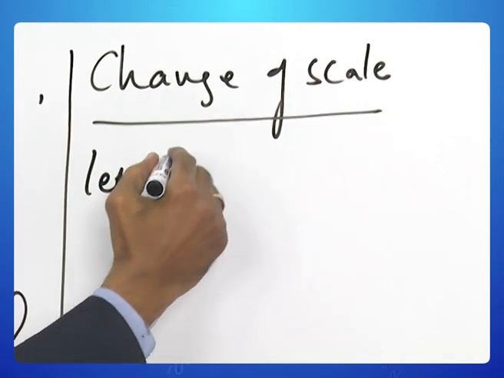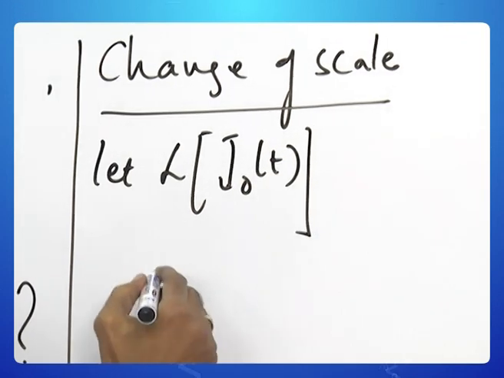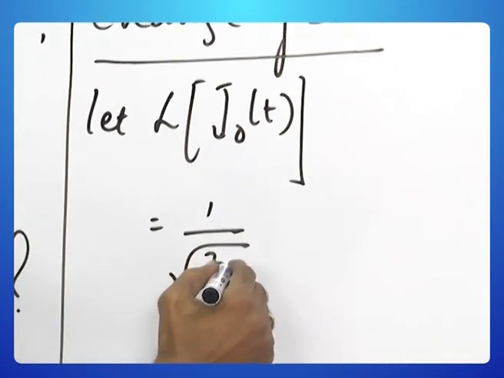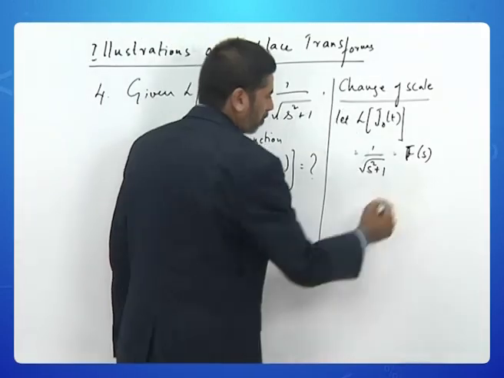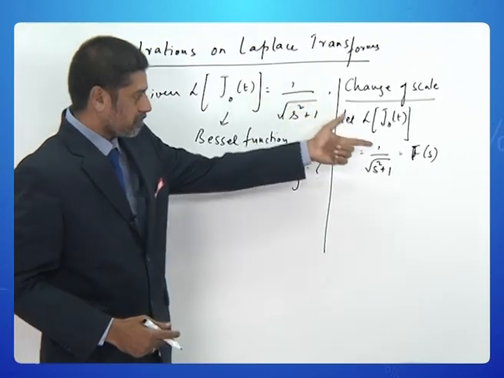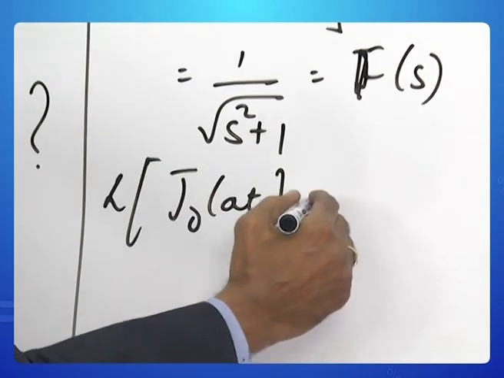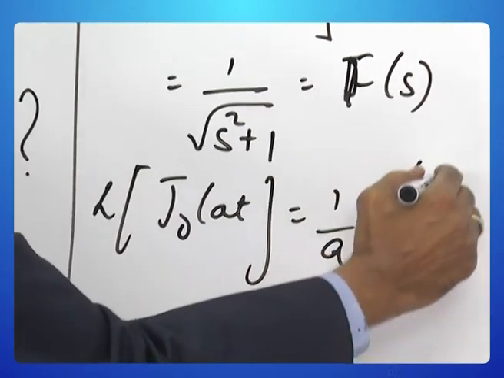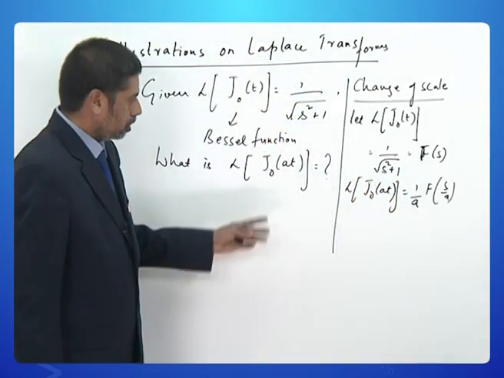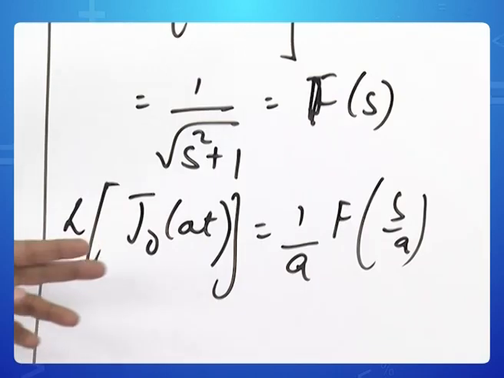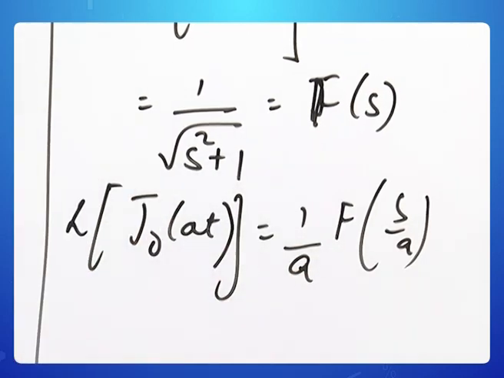Let the Laplace of J0t, which is 1 by square root of s square plus 1, be equal to f of s. That is, we are calling this f of s. So Laplace transform of J0at is 1 by a f of s by a. So you have to replace s with s by a, and don't forget to multiply with 1 by a.